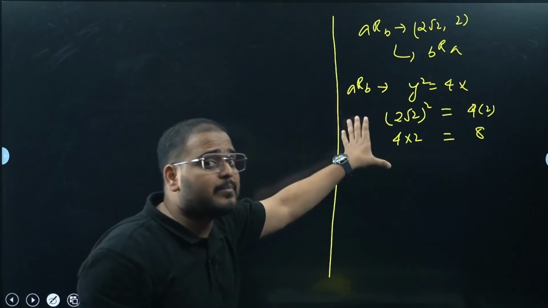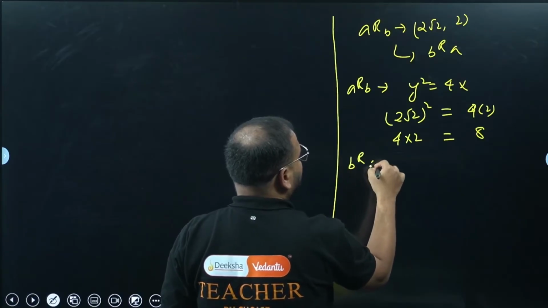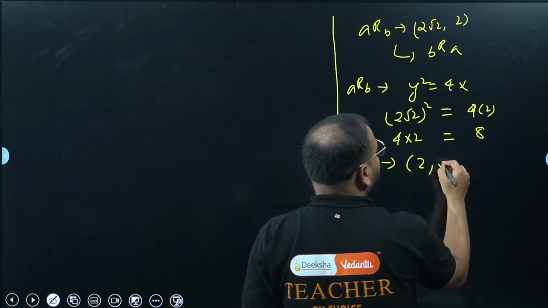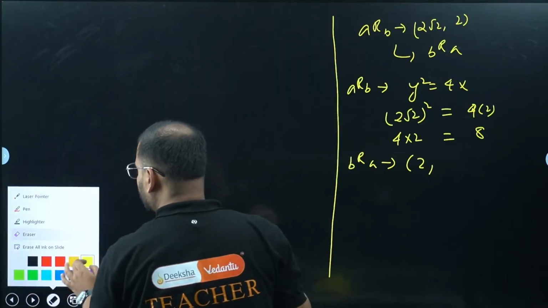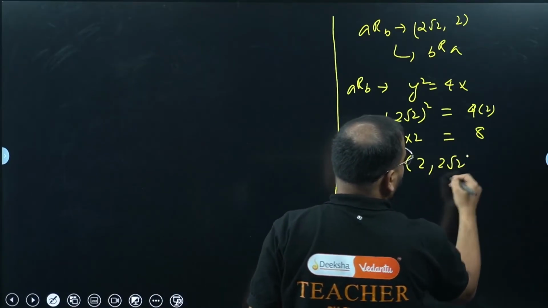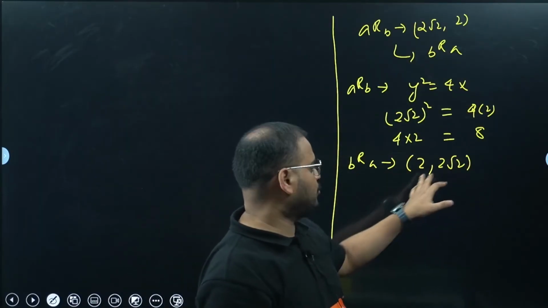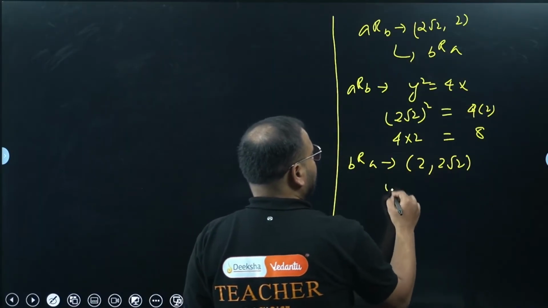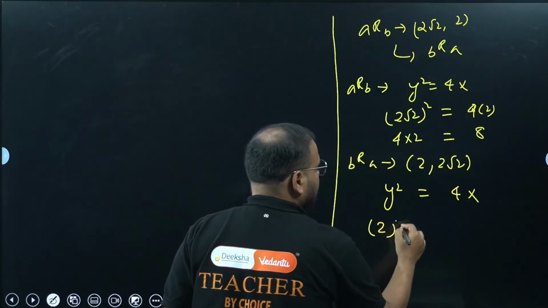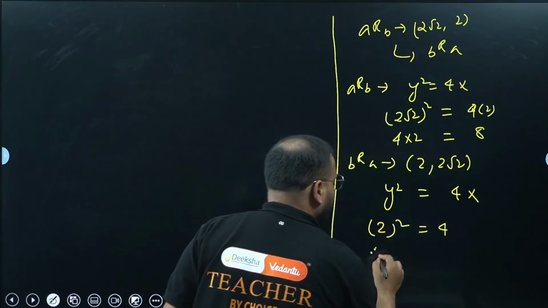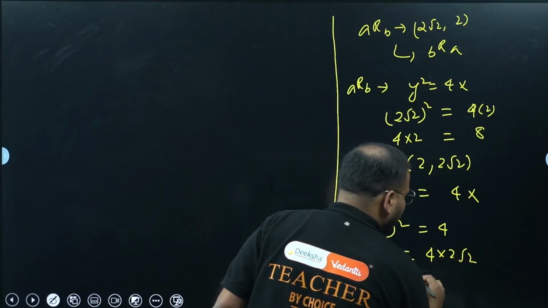What is the symmetric condition? If ARB is true, BRA has to be true. Check here. Now I'll write BRA. What will happen to BRA? It will become 2, 2 root 2. I hope this is clear. For ARB, I had 2 root 2, 2. So for BRA, it will be 2, 2 root 2. Let's try now. y square equals 4x. What is y square going to be? 2 square, which is 4. What is my 4x going to be? 4 into 2 root 2, which is 8 root 2.